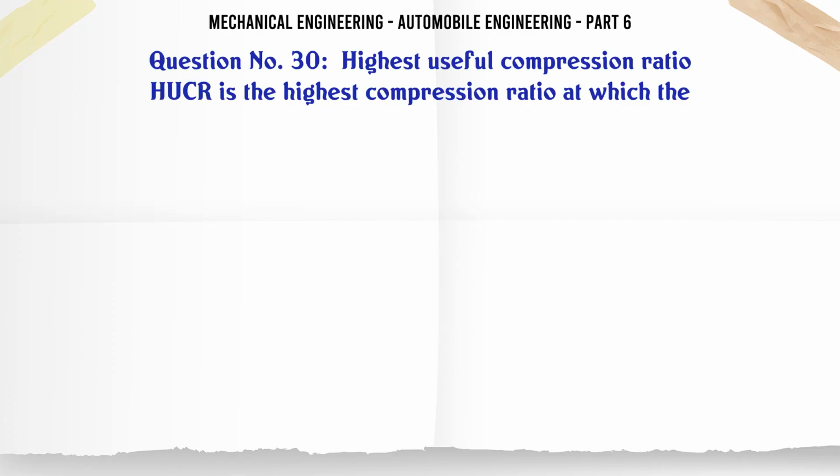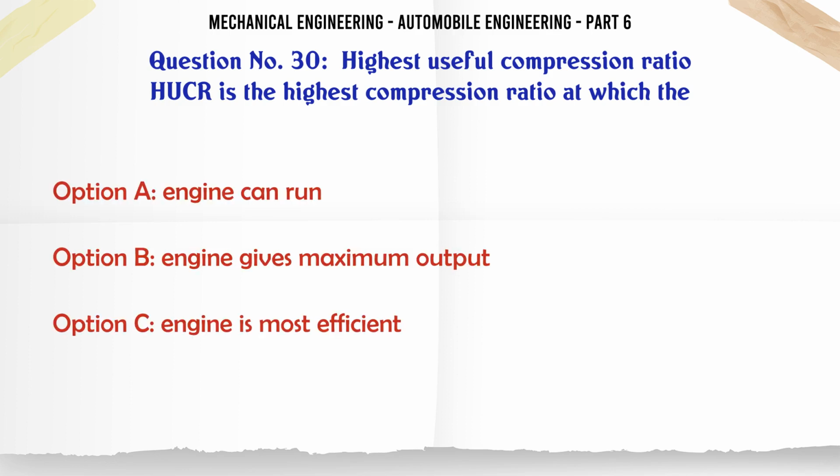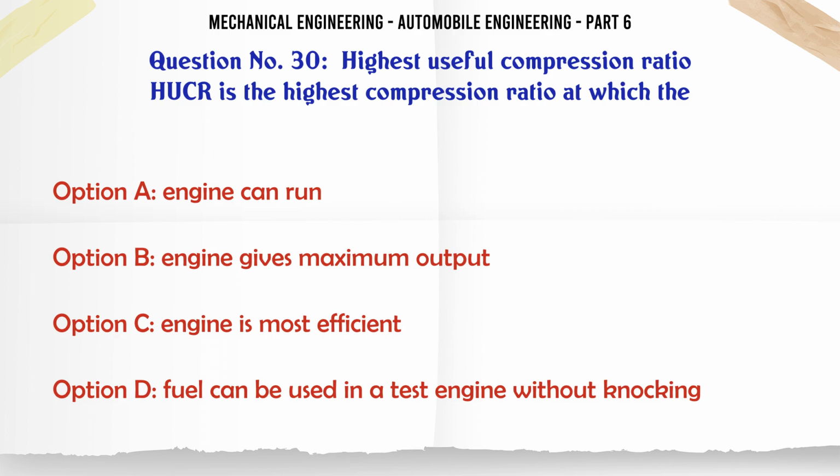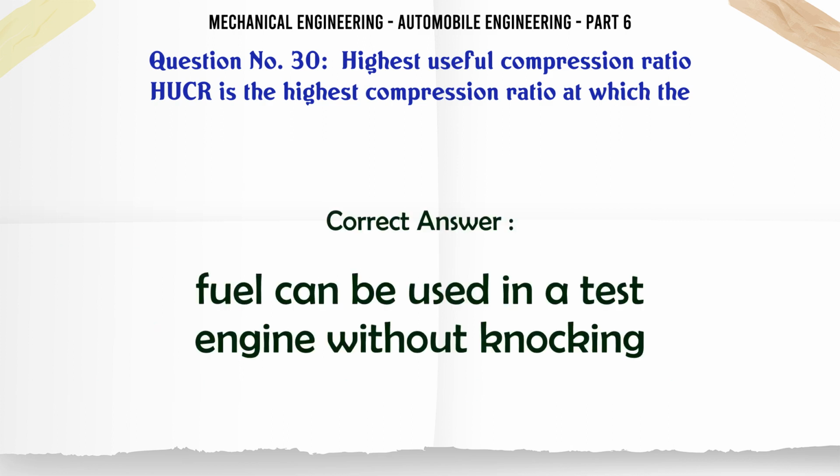Highest useful compression ratio, HUCR, is the highest compression ratio at which the: A. engine can run, B. engine gives maximum output, C. engine is most efficient, D. fuel can be used in a test engine without knocking. The correct answer is fuel can be used in a test engine without knocking.